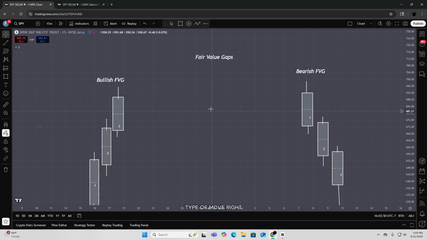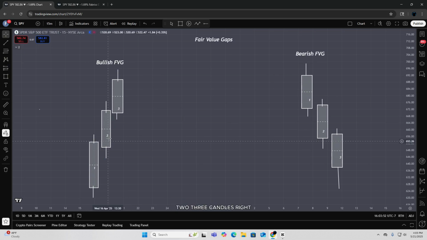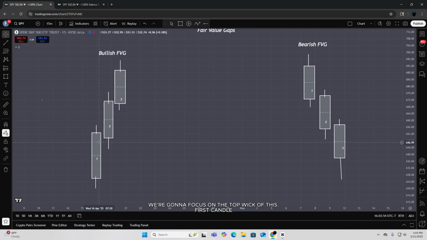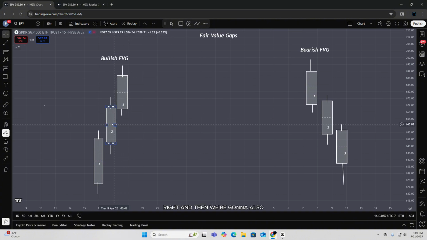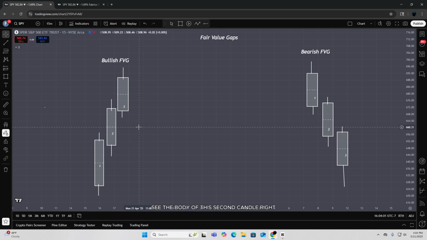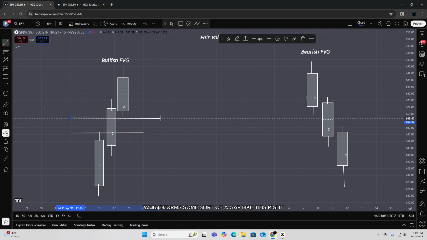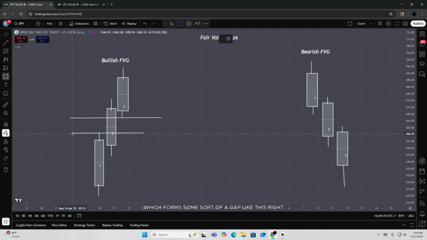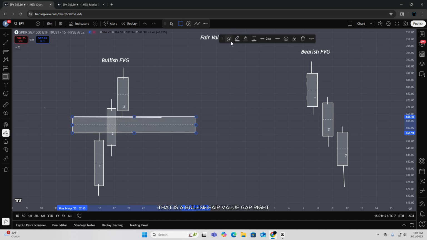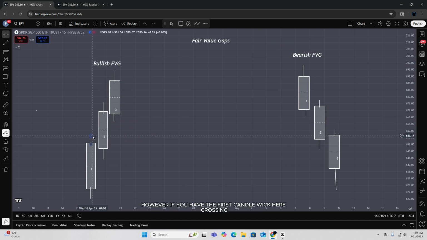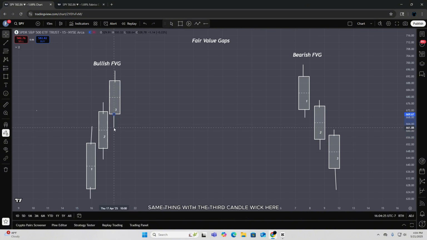so this is a bearish type of move. So here we have one, two, three candles. We're going to focus on the top wick of this first candle and the bottom wick of this third candle, and we're also going to see the body of this second candle. But right here, we see that the wicks are not crossing, which forms a gap like this. That is a bullish fair value gap. However, if you have the first candle wick crossing, same thing with the third candle wick, if you have these crossing, this is not a fair value gap.